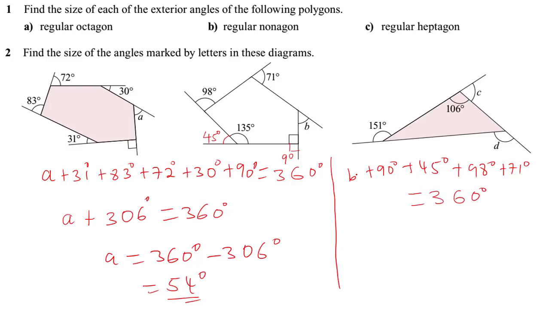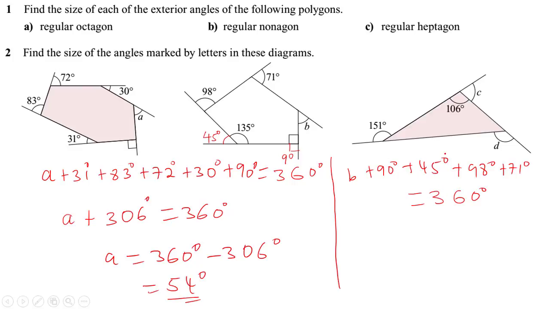Okay. Now, all you need to do here is do what we did. So the first thing you need to do, check that you got all the numbers: 90, 45, 98, 71, and B, which is all there. Then you simplify the numbers. So 90 plus 45 plus 98 plus 71, add them together, and then just take away from 360.